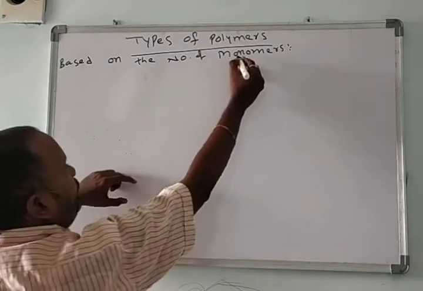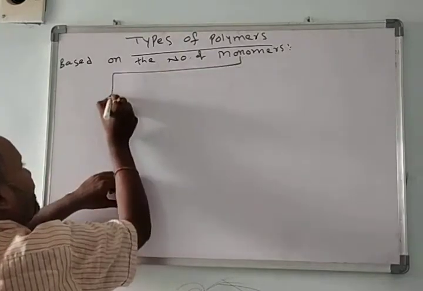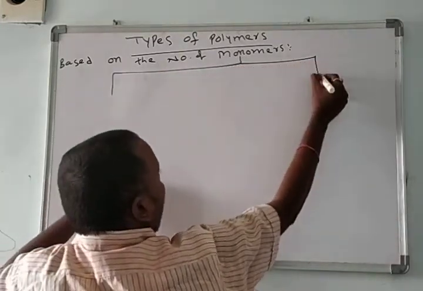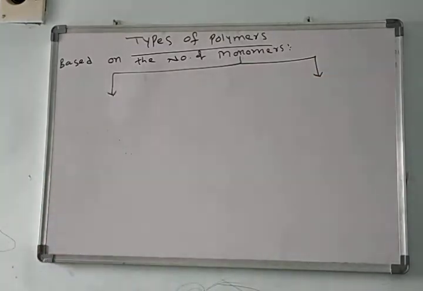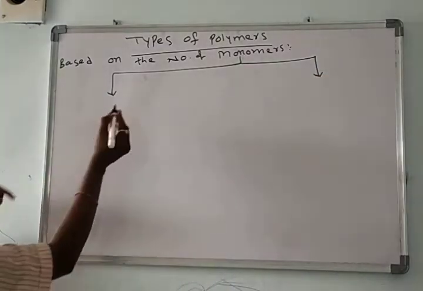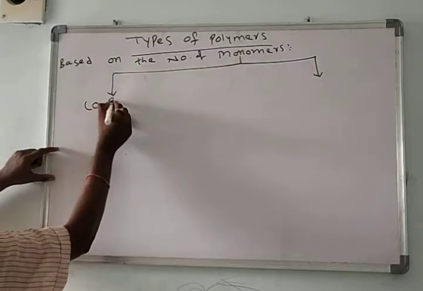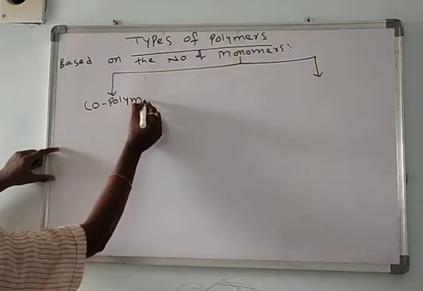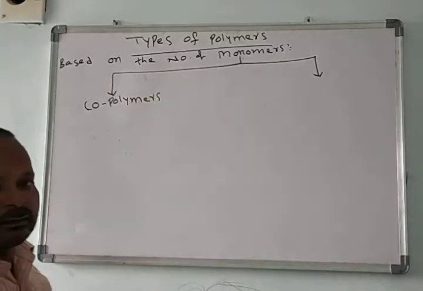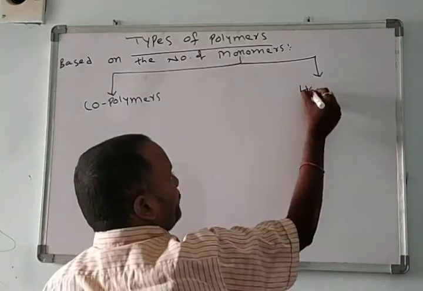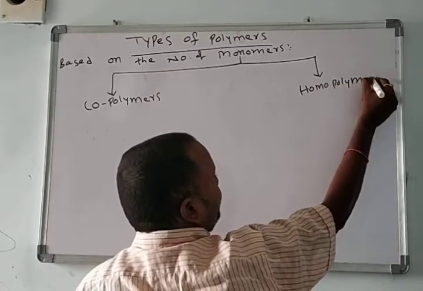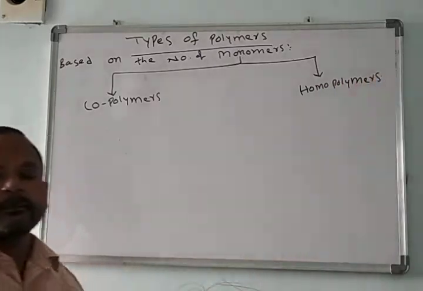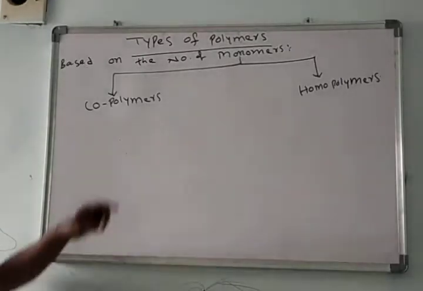Based on the number of monomers, polymers may be of two types. One is copolymers, and the second one is homopolymers.